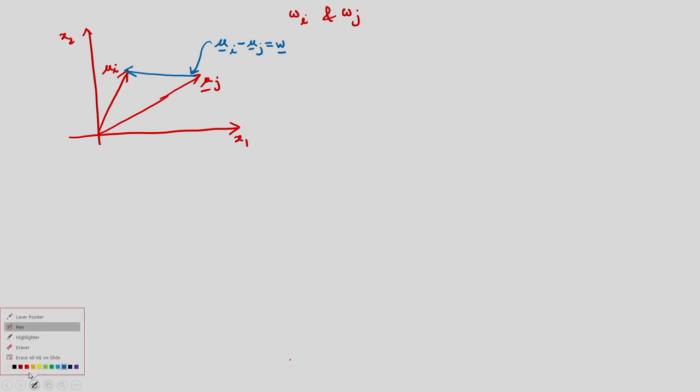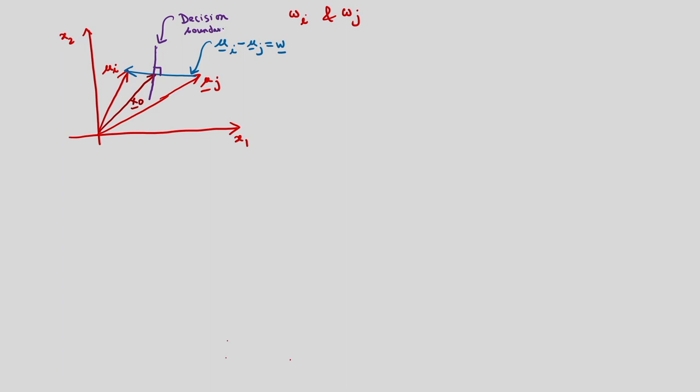And after this, I am considering another vector, that is x naught. We have derived the equation for x naught. Now, how to draw the decision boundary? The decision boundary should be orthogonal to the weight vector, and it should pass through the point x naught. So this is my decision boundary, and you can see it is orthogonal to the weight vector, which is nothing but the difference between mu i and mu j. This is the decision boundary between these two classes, and it passes through the point x naught.